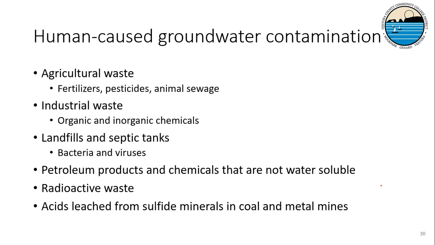So some of the things that can cause groundwater contamination include agricultural waste, such as fertilizers or pesticides or animal waste. We have things like industrial waste that can use organic and inorganic chemicals. And one that we see fairly often is a lot of contaminants as a result of landfills. The example I showed before was also septic tanks, and this is where we have a lot of bacteria and viruses that can enter the water.